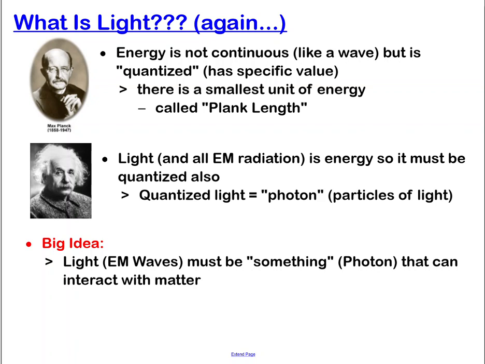Other guy, you may have heard of him, Albert Einstein. He realized that since light and all electromagnetic radiation is energy, it must also be quantized, and he came up with this term for quantized light: photon. You can think of them as particles of light. So the big idea here is that light, or electromagnetic radiation or waves, must be something. Those somethings are photons that can interact with matter.